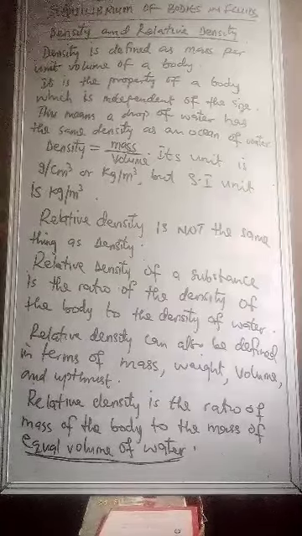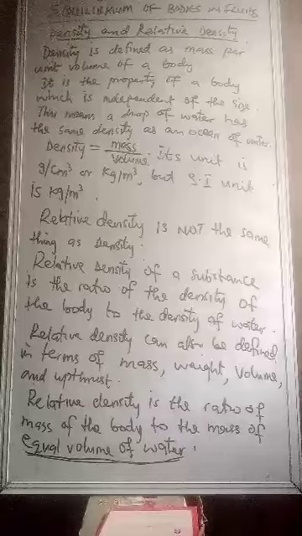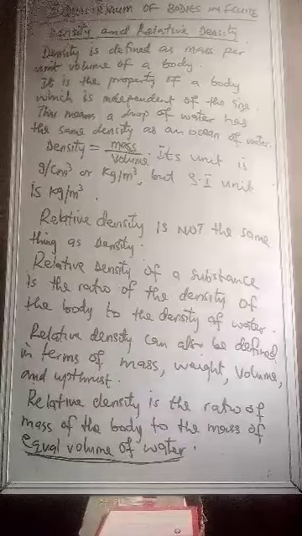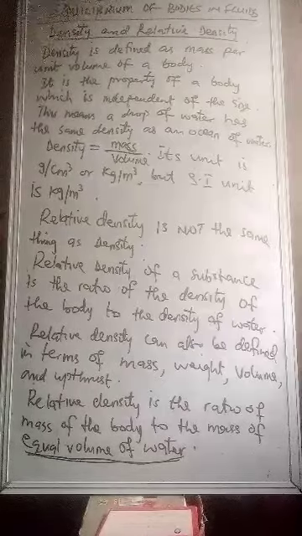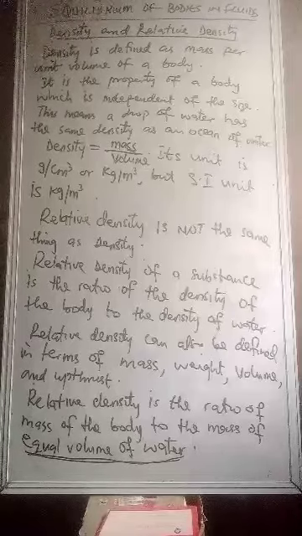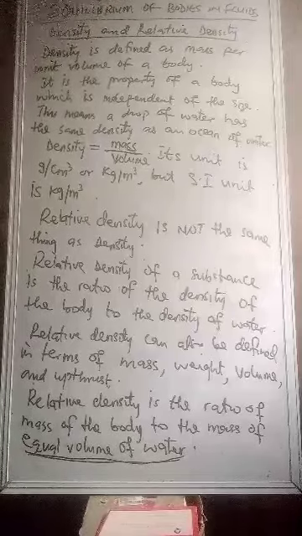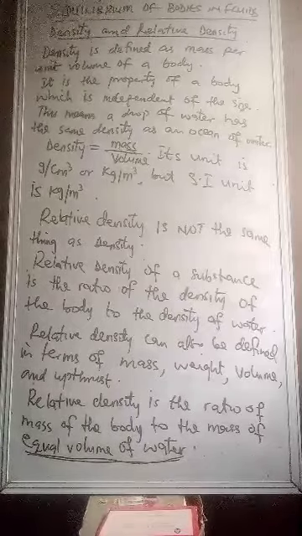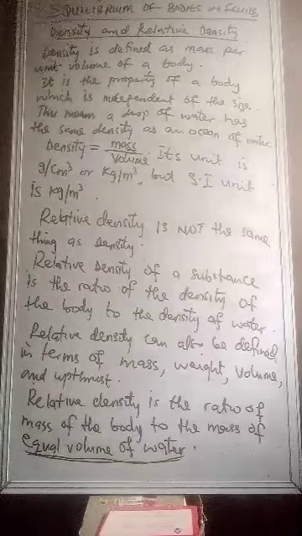As written on the board, density simply means mass over volume of a body. The standard unit is kilogram per meter cube. Of course, it can also be expressed in gram per centimeter cube. But relative density shouldn't be mistaken for density. They are not the same.